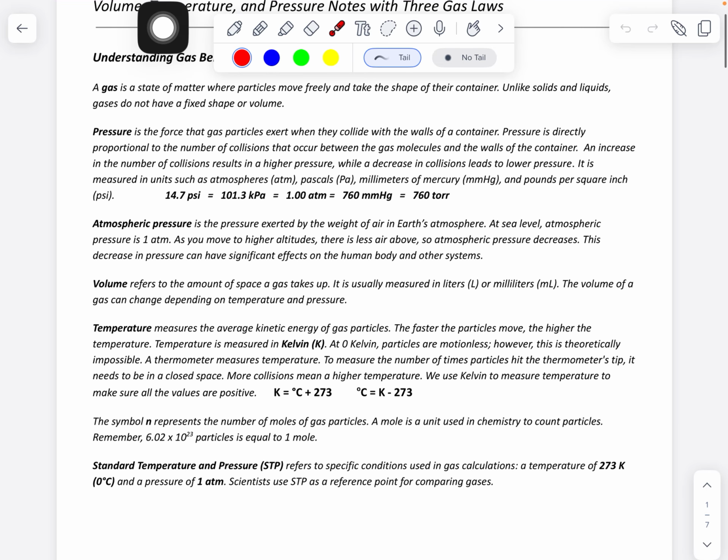Now, this does have an important relation to pressure. If temperature is how fast particles are moving, well, the faster particles are moving, that means that on average they're going to have more collisions at that higher temperature because they're moving faster. They're just going to be colliding with each other and the walls more. Well, pressure is related to the number of collisions. So if you have a higher temperature, that also means a higher pressure because that faster motion of the particles in temperature leads to more collisions, and more collisions means more pressure.